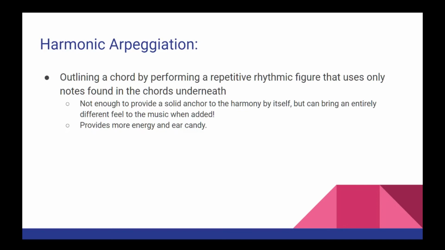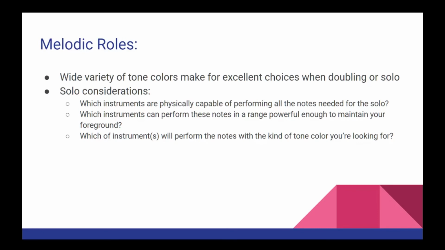Now, aside from harmonic roles, woodwinds are prime options for performing your melodic material. Their wide variety of tone colors make them excellent choices to double with other instruments or to even perform solo. However, despite being one of their greatest strengths, the wide variety of tone colors also brings with it additional things that you need to consider when selecting which woodwind to perform your melodies solo.